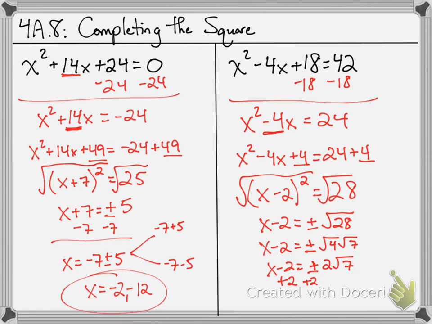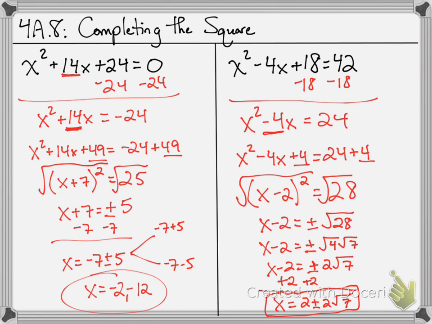My final step, add 2 to each side. I'll get x equals 2 plus or minus 2 square root 7. I can't combine that any further because I have an integer and an irrational number. That's as far as I can go. So that would be the solution there for that second problem. So it's the same process the whole way through.